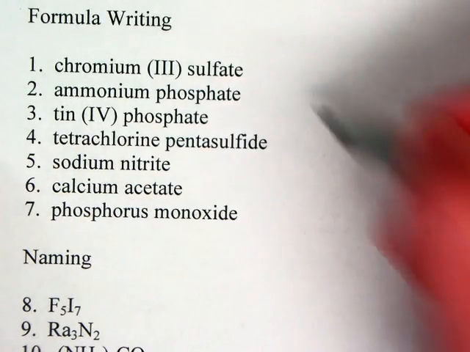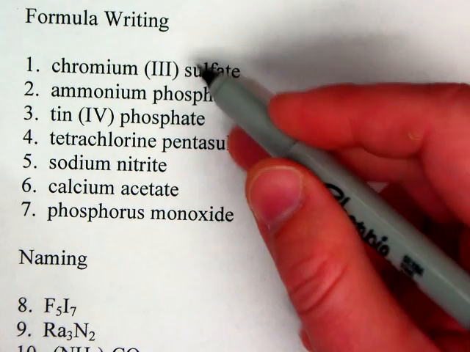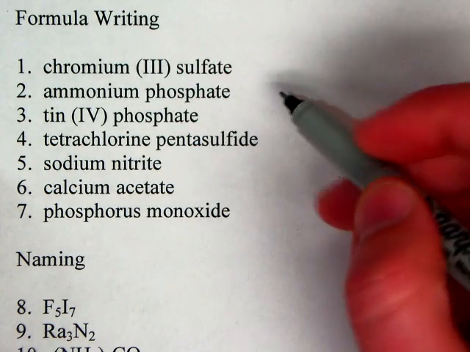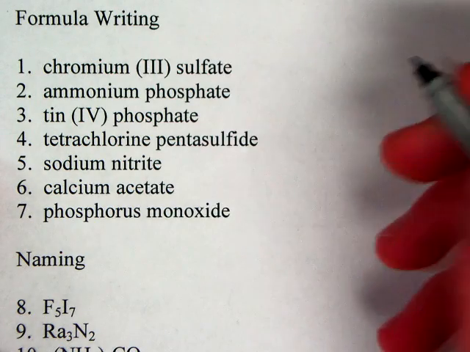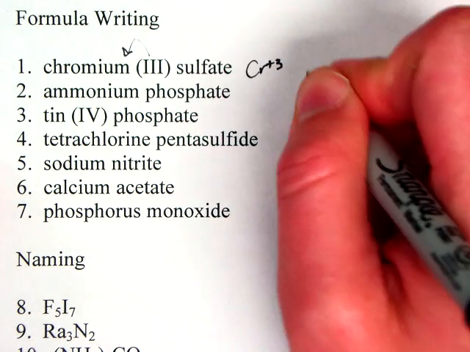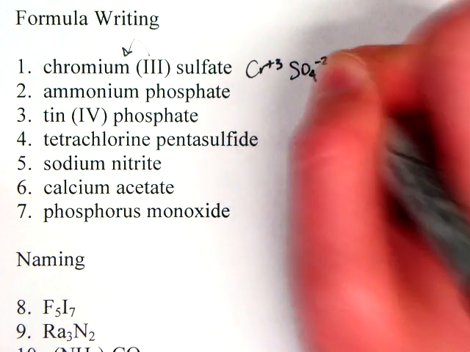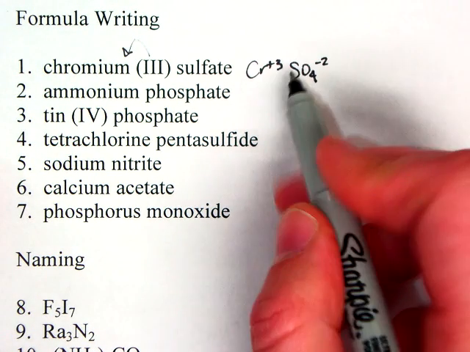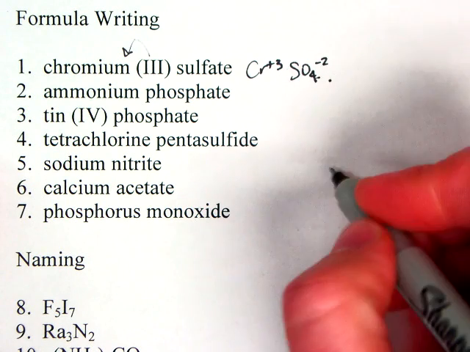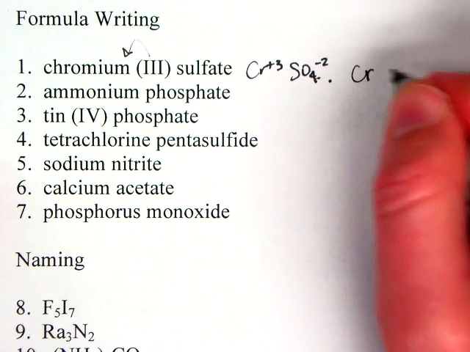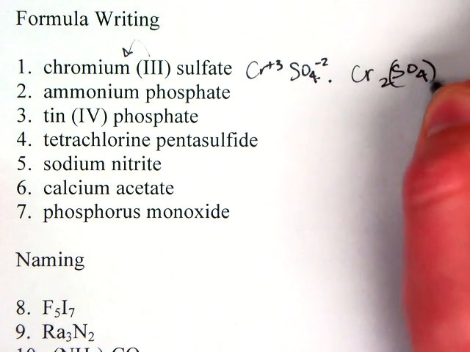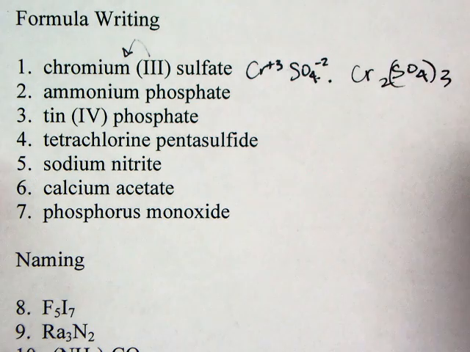When you're writing formulas, make sure you're looking for prefixes. If there are no prefixes, you should be crisscrossing. Like on chromium 3 sulfate, you definitely want to crisscross because there's no prefixes. This 3 is the charge on chromium, so it would be Cr plus 3. And sulfate, look up, is -2, and then you just crisscross them. Whenever there's more than one of these, so when you're crossing that 3 down there, you need parentheses around it. So it would be Cr2(SO4)3, like that.